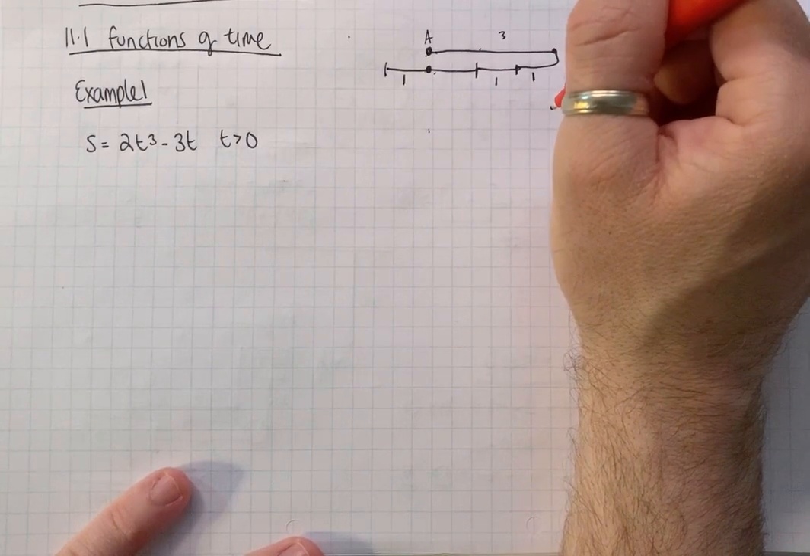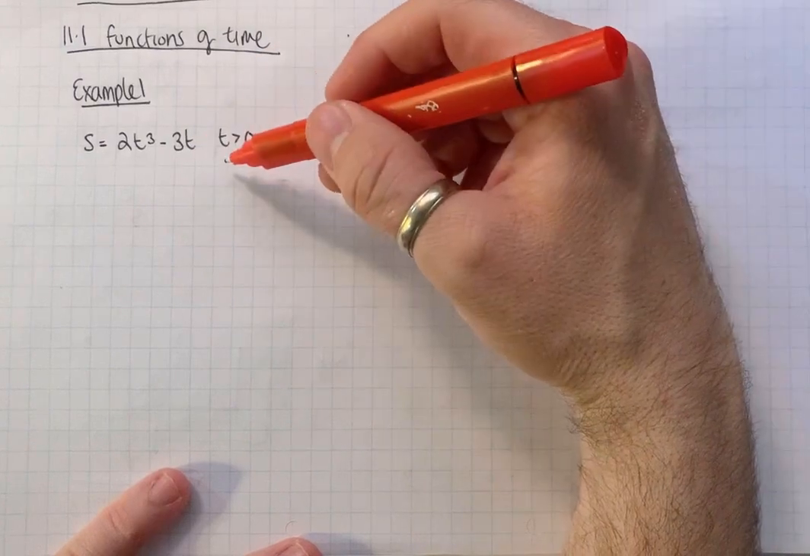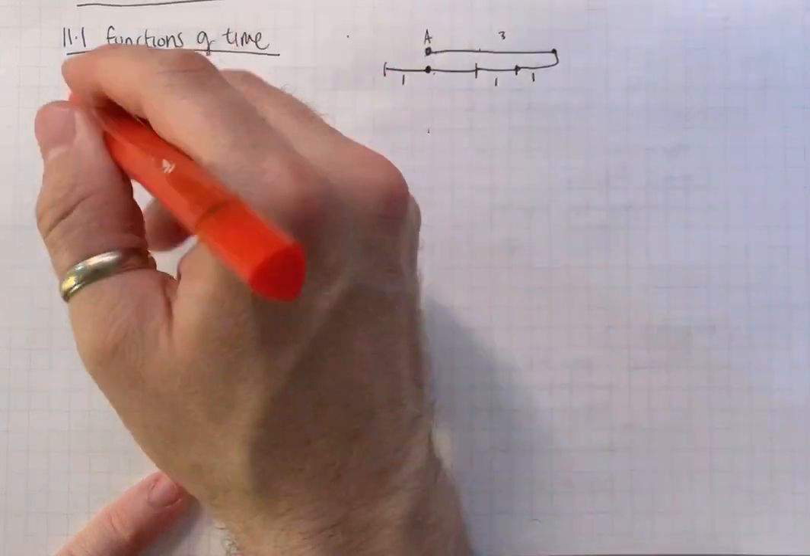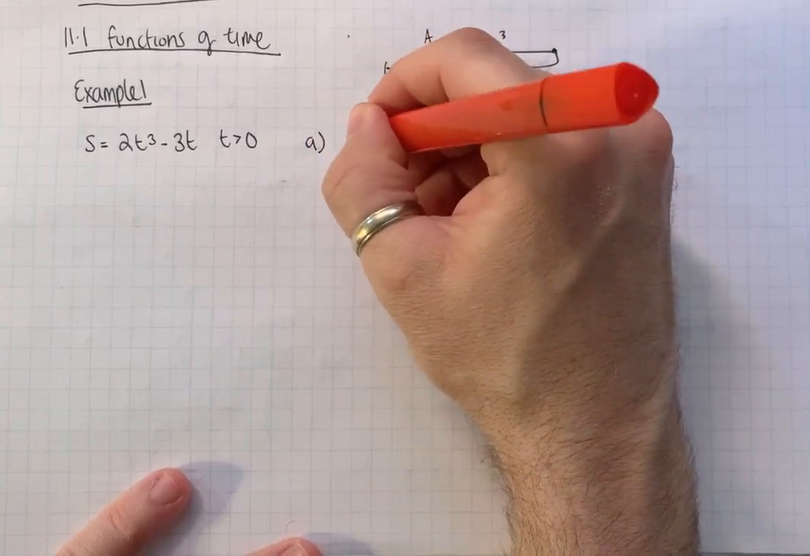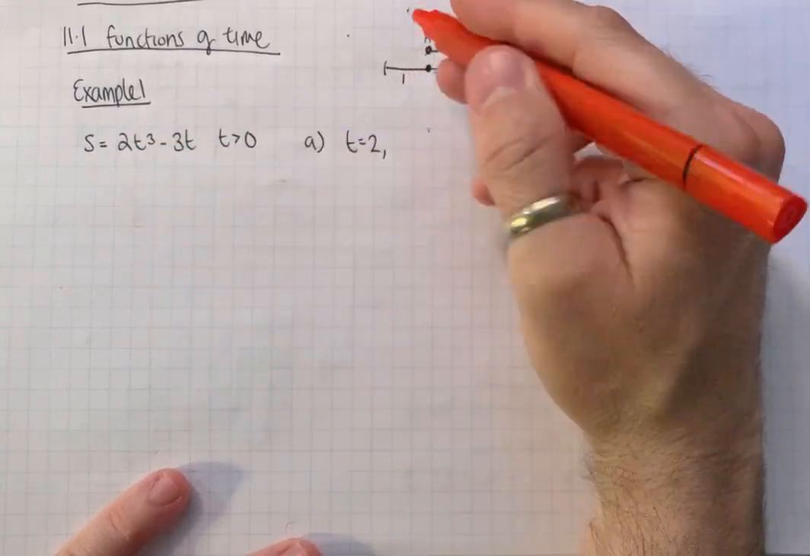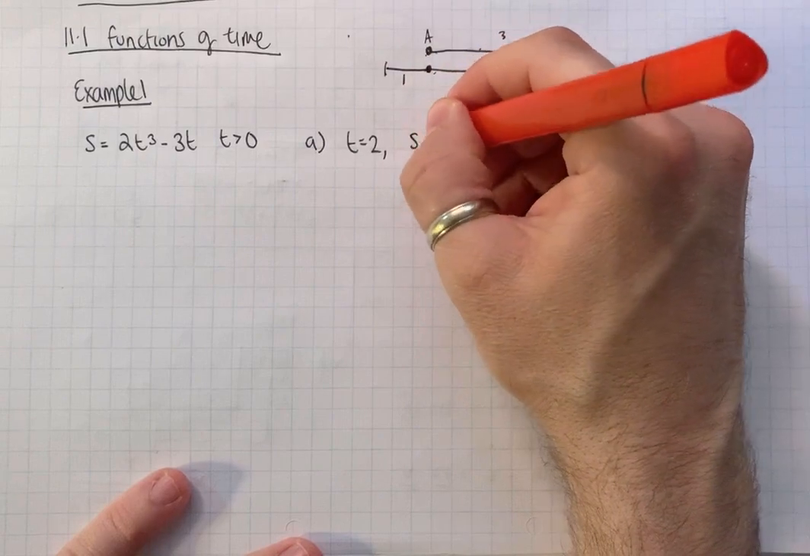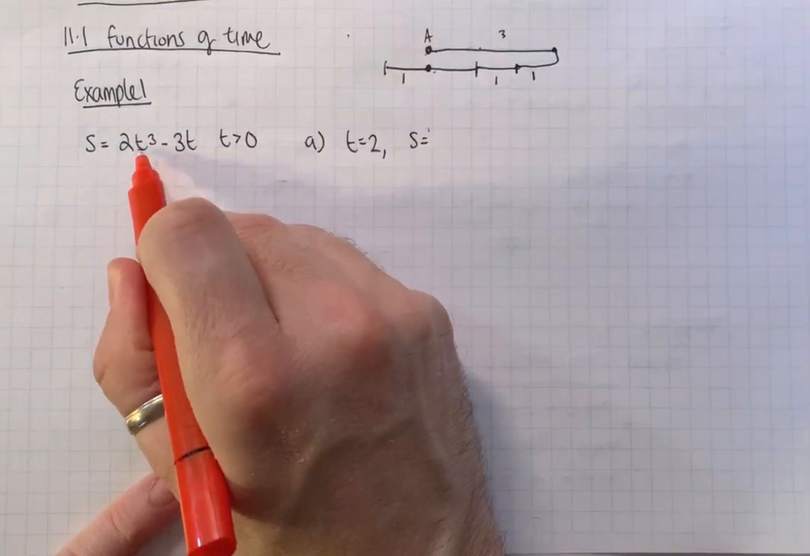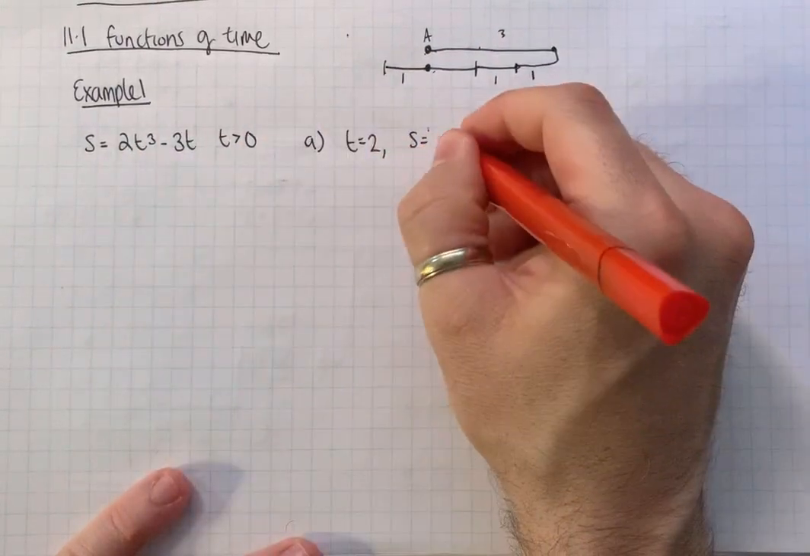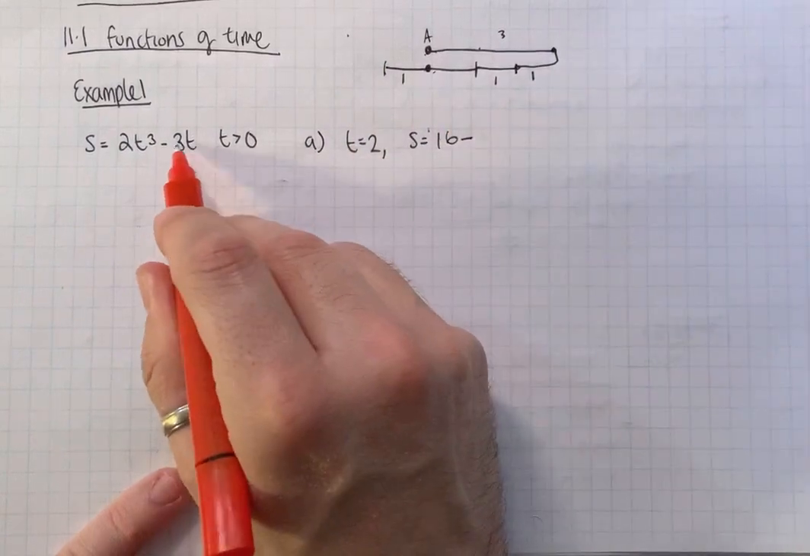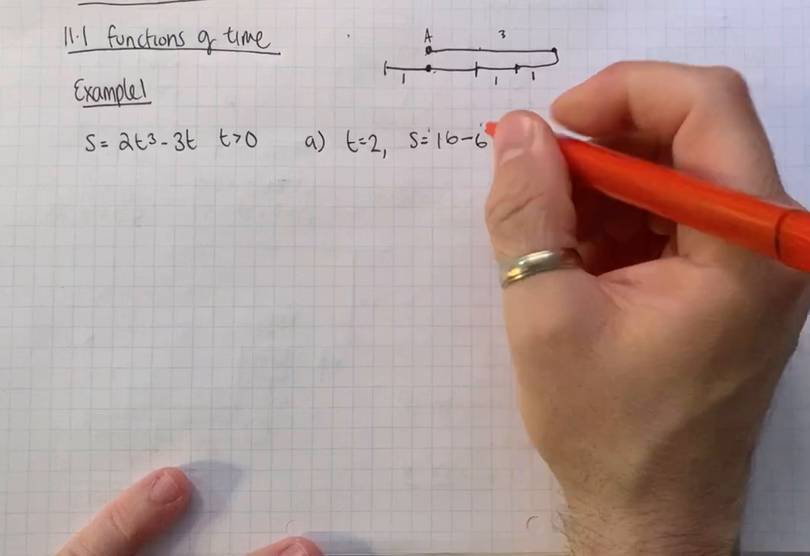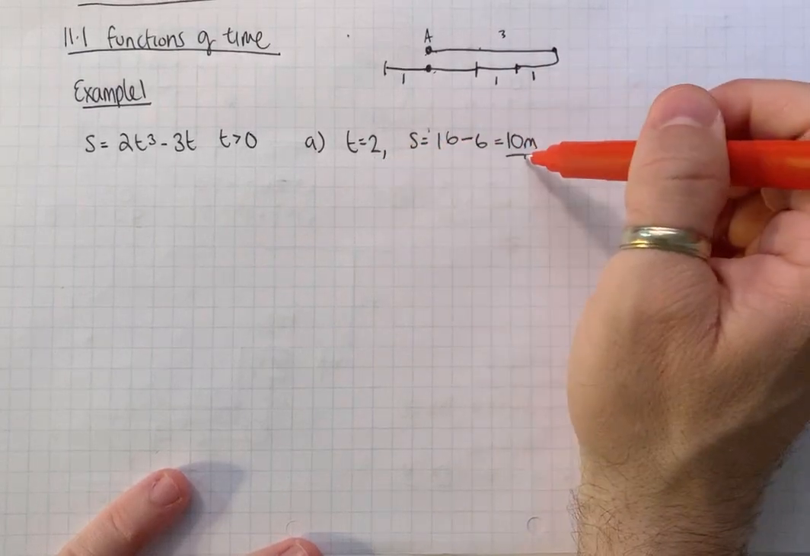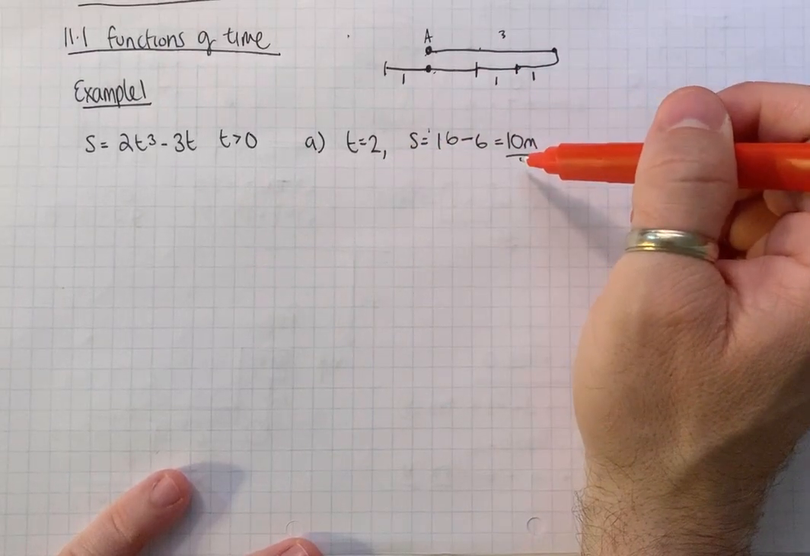Okay, so in this example, we've got the equation for the displacement, and part A asks us to work out s when t equals 2. So all we need to do is substitute t equals 2 into this equation. So s equals 2 times 2 cubed, so that's 8 times 2 is 16. Take away 3 lots of 2, take away 6, which is 10 meters. So that tells us after 2 seconds you'll be 10 meters from your starting point.